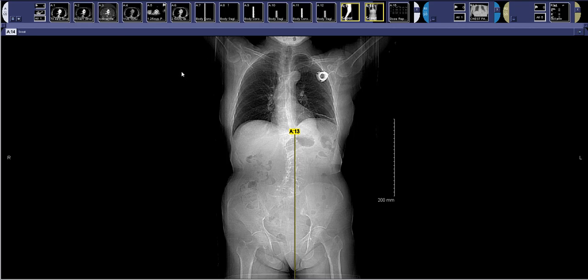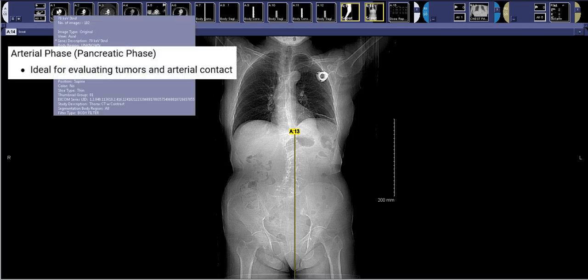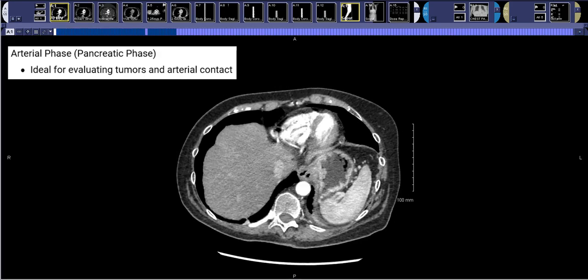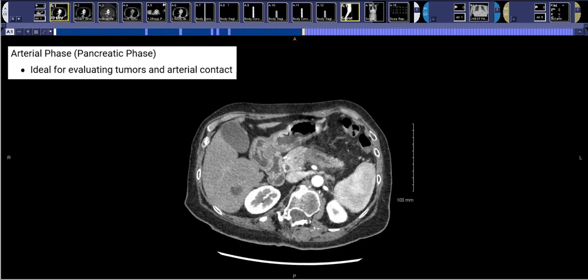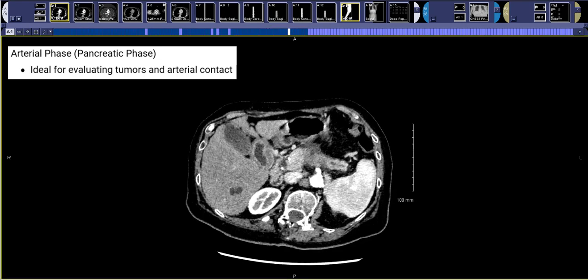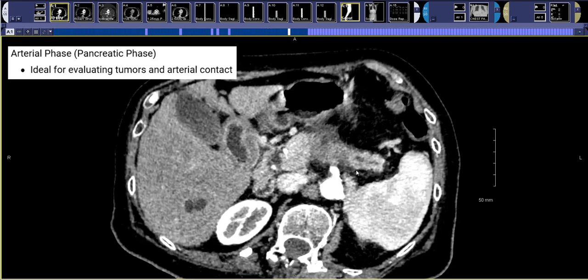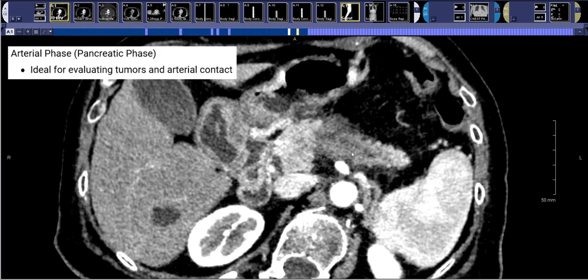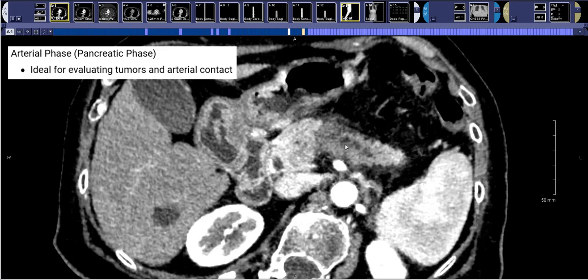So when I bring up a pancreas CT, the first thing I scroll through is the arterial phase images. If you bring up these 70 keV images, these are the arterial or early pancreatic phase images. As you scroll through, you can see that the pancreatic parenchyma is enhancing very brightly, and you can see the subtle lower attenuation tumor, which in this case is in the body of the pancreas.